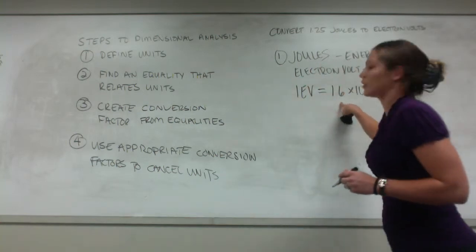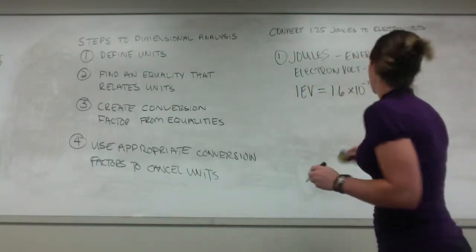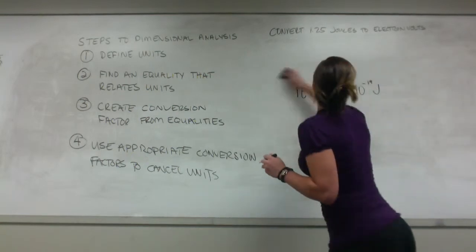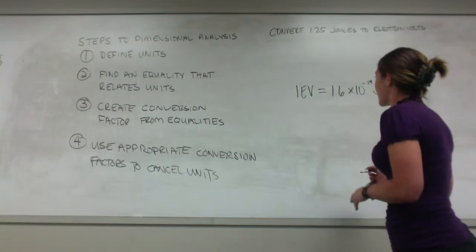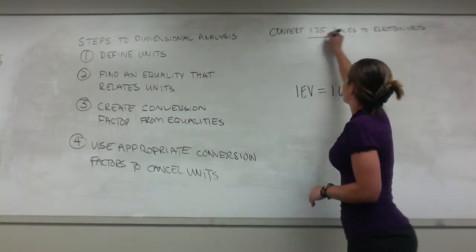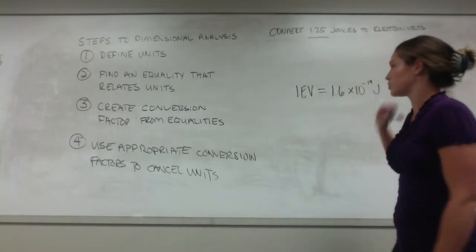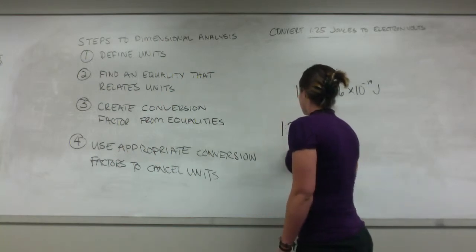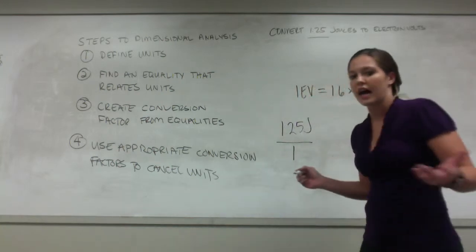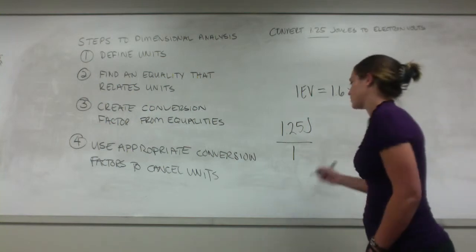So we'll make some room here. I'm going to go ahead and leave that conversion up there because that's an ugly number and I don't want to have to remember it. Alright, so we can go ahead and take our given number, which is 1.25 joules. So that's what we start with. 1.25 joules over 1, because everything's over 1, which is why we don't normally have to put it.